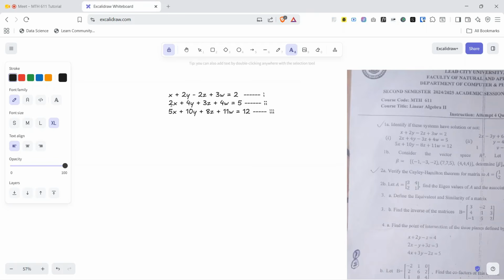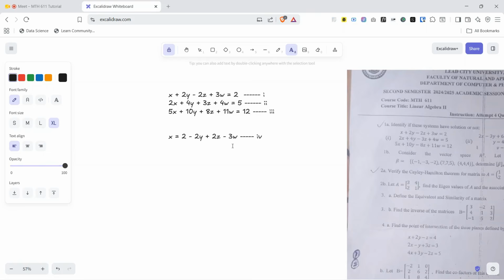In order to be able to solve this question, the first thing you want to do is, for equation 1, you want to turn it into something like this: x equals to, so you are making x the subject. All these ones, you are carrying over to the other side. So that will now be 2 minus y plus 2z minus 3w. This would now be our equation 4.